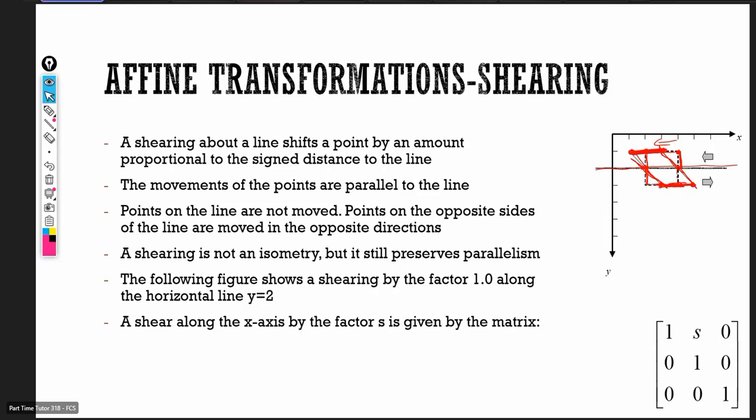Okay, so here in Java, we have the shearing. For the shearing, we have to give the shearing factor over the x-axis and the shearing factor over the y-axis. As an example, here we have the transformation matrix of a shearing along the x-axis by a factor of s. So you have the identity matrix, and then here you have the shearing factor over the x component, which is s.